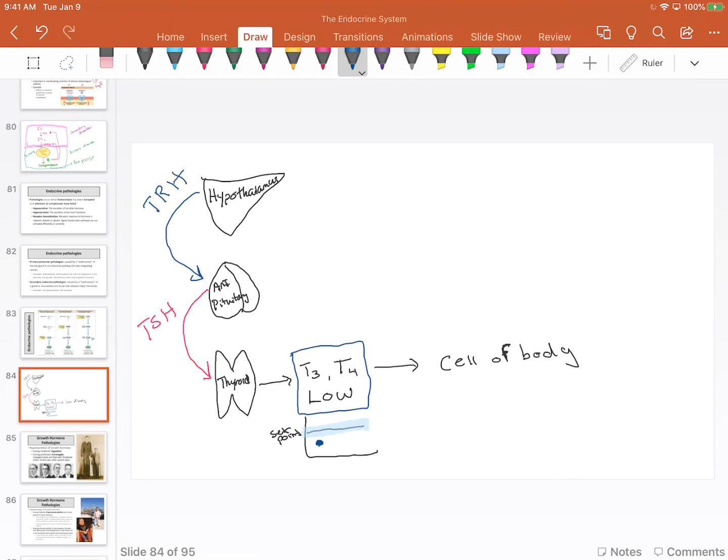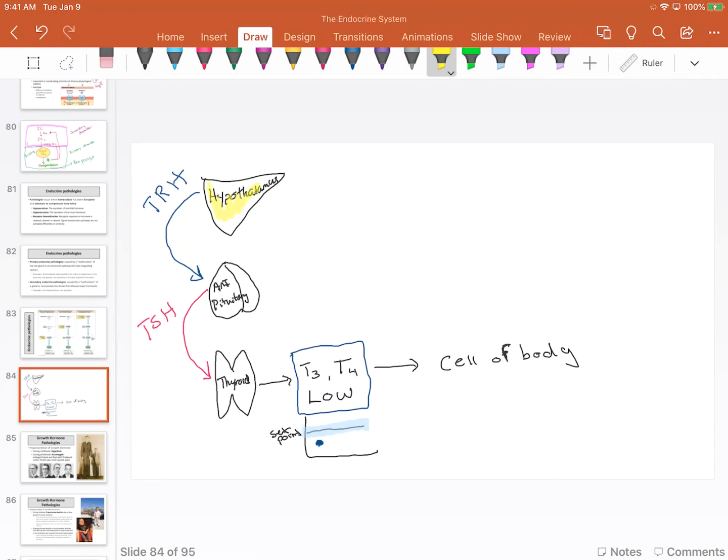What if TRH is low? If TRH is low, then TSH would also be low, right? And if TSH is low, then my thyroid hormone is low. So I have three possible tissues that could be at fault for this. I could have my two secondary tissues.